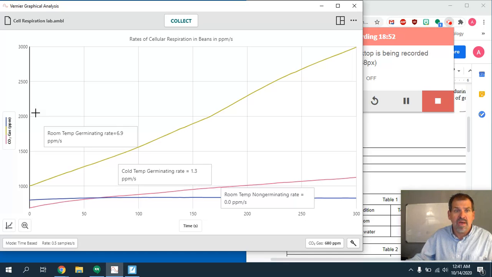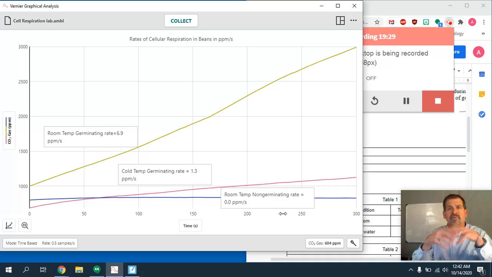Remember, slope is rise over run. Since this is change over time, it's the rise in CO2 over a certain length of time. So every second, how much did the rate of CO2 production go up? Clearly this one's the fastest. The cold temperature germinating beans are significantly slower, and the room temperature non-germinating beans, right, literally 0.0 parts per million per second. So clearly the non-germinating seeds are not going through cell respiration.